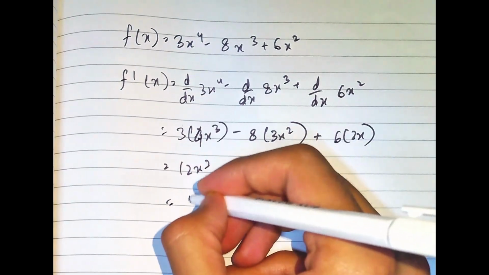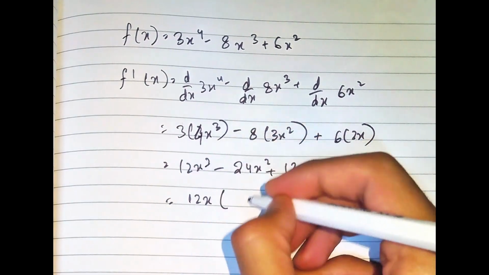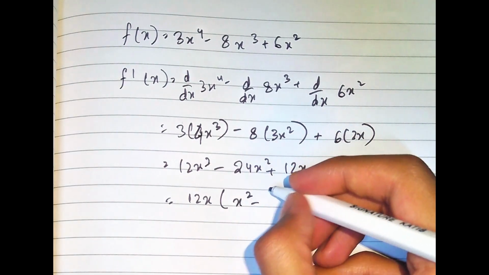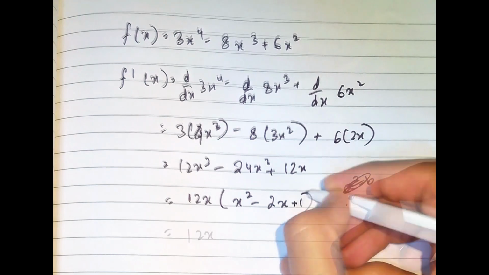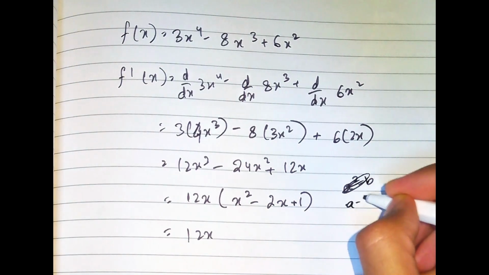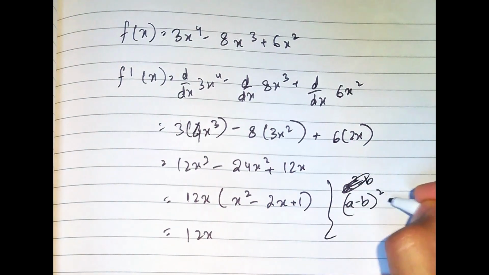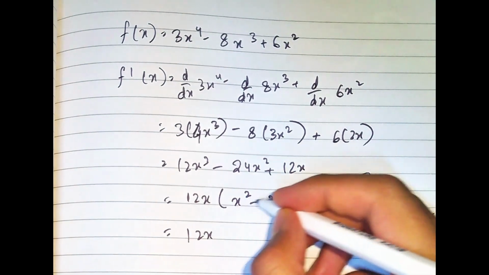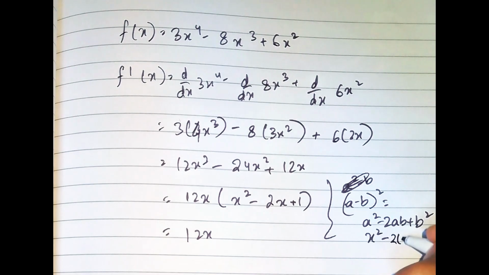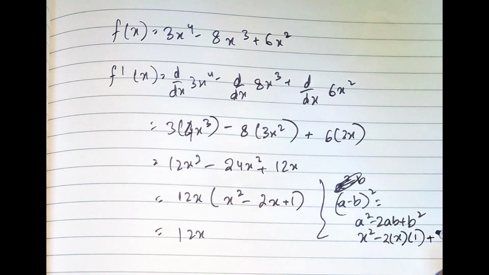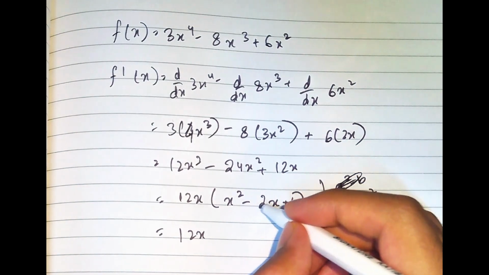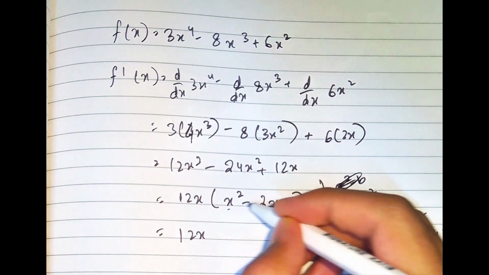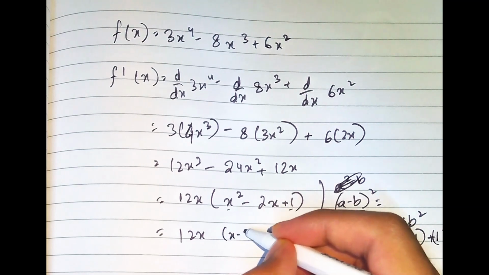Okay, so we can take out 12x common, so we have 12x times x squared minus 2x plus 1, since 24 divided by 12 is 2. This is actually the whole square formula, a minus b whole square. Let me just separate this. It will be a squared minus 2ab plus b squared. So if you see, this is my a squared minus 2 times x times b, which will be my 1, plus 1. So this is the same thing as x squared minus 2x plus 1. So we can write it in this format, a minus b, where a is x and b is 1. So we can write x minus 1 whole square.